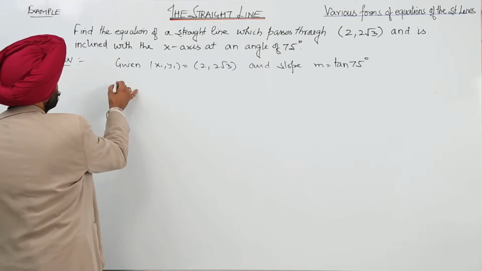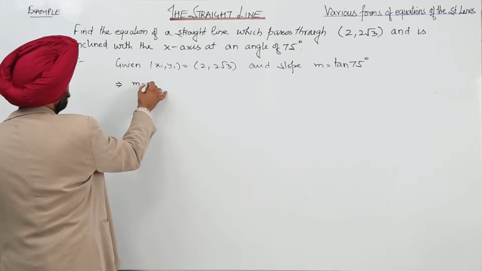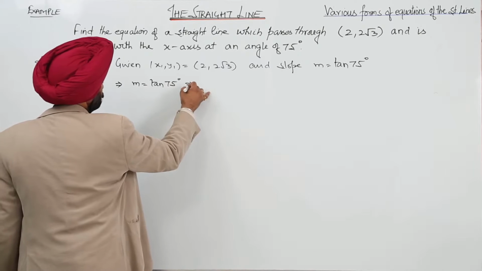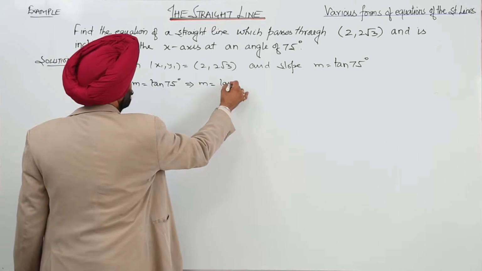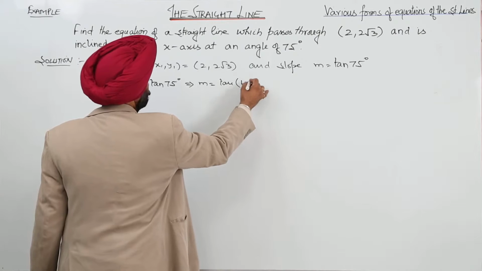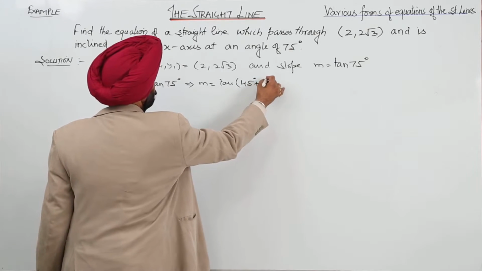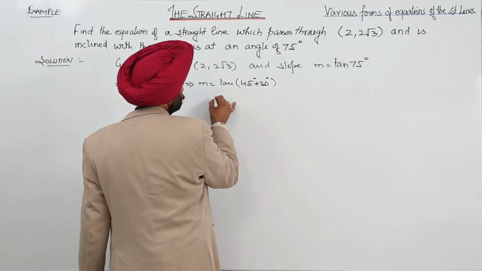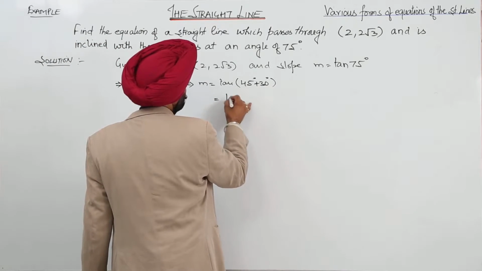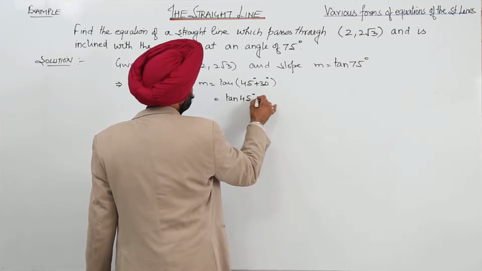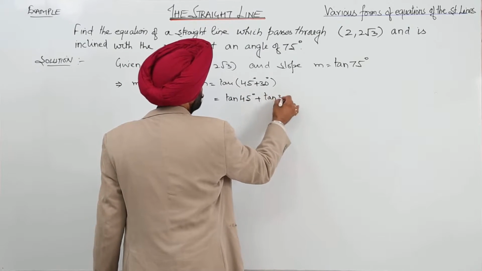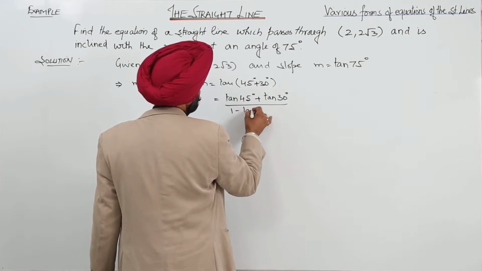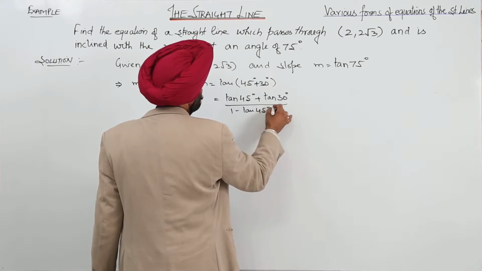Now first step is m is equal to tan 75 degrees. Now tan 75 degrees we can find by using the formula. This is equal to tan 45 degrees plus tan 30 degrees upon 1 minus tan 45 degrees tan 30 degrees.